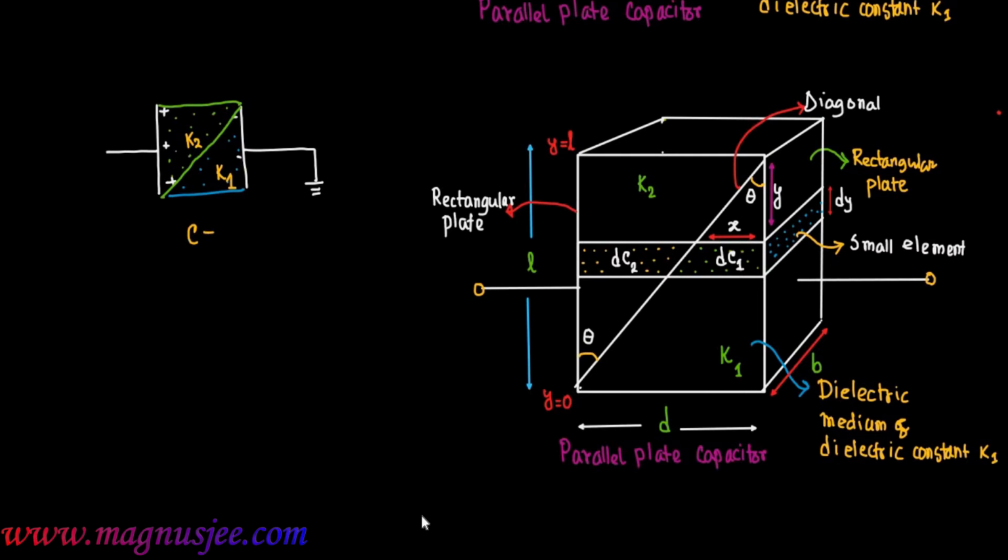So that means the gap between the two parallel plates of the capacitor is filled with two dielectric media of dielectric constants K2 and K1. The dielectric medium of dielectric constant K2 exists on the left hand end of the capacitor. d is the separation between the two plates, and these are the two dielectric media placed diagonally in the gap between the two parallel plates of the capacitor. Here we have to find the equivalent capacitance C.